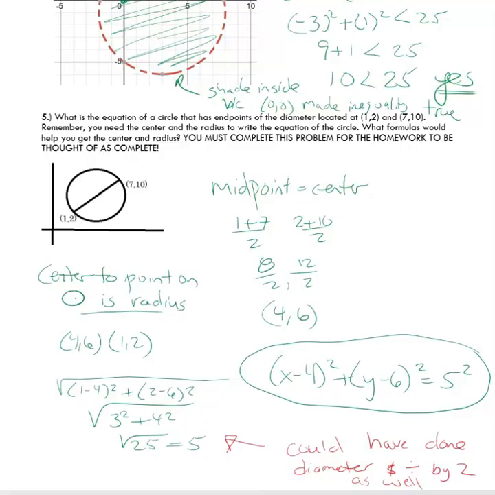And once again, this is just the generic way of writing the equation of a circle, just like y equals mx plus b is for a line. y equals ax squared plus bx plus c is a quadratic. This is the generic equation for a circle.